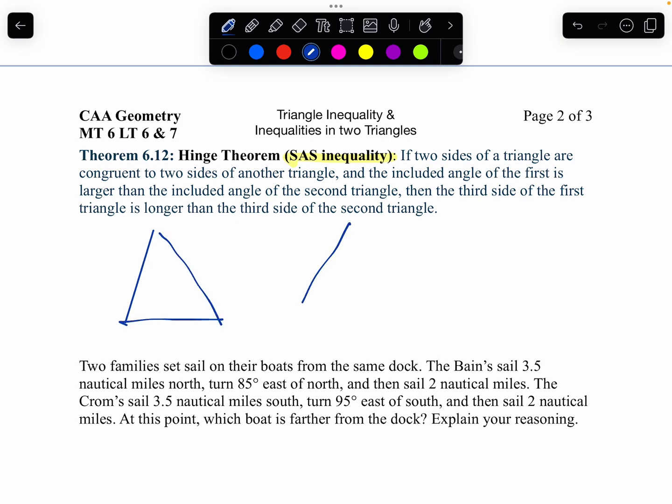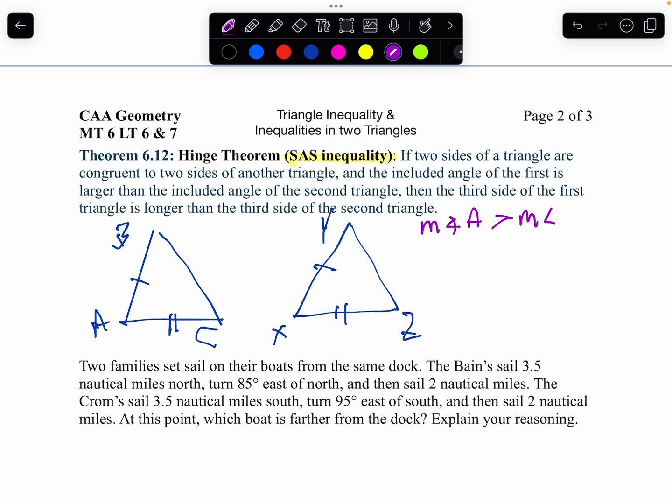let's call this triangle ABC and triangle XYZ. And what it says, if I want to compare two triangles, first off, two of the sides must match up. And as it turns out, if the angle, in this case, if angle A is greater than the measure of angle B, that tells me that I can compare those sides in the same order.